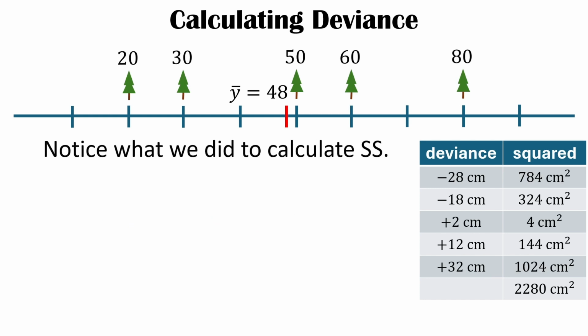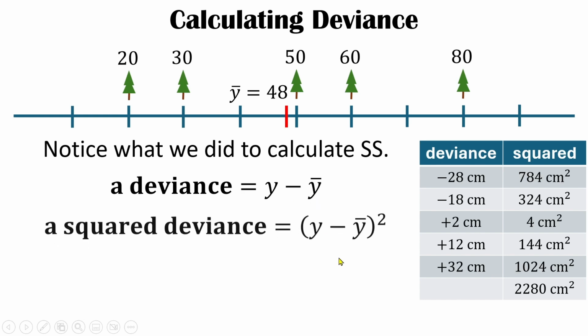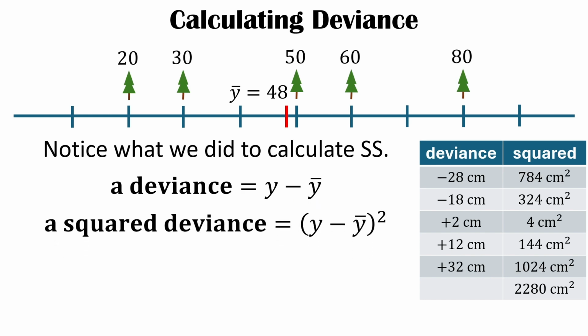Now notice what we did to calculate this sum of squares. First, we calculated the deviances. A deviance is just the difference between an observed value and the mean of all the values. And then we squared that number, and then we added all of the squared numbers up. So the sum of squares is just the sum of all the squared deviances. This equation here is essentially instructions for how to calculate the sum of squares.